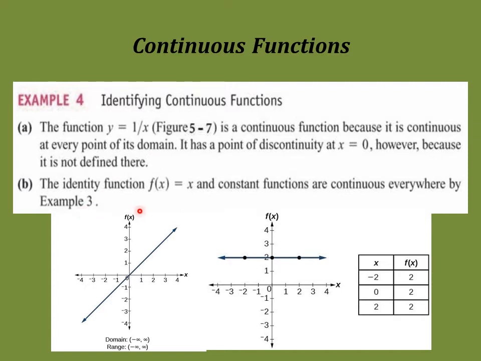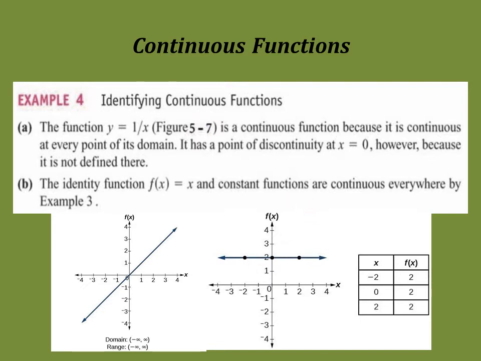The function f of x equals x, which is called the identity function, is a continuous function, since we take any value for x and its image is the same value. And when we graph it, it is a straight line and has no gap. Even the constant function is a continuous function.